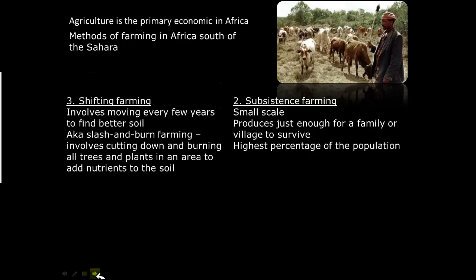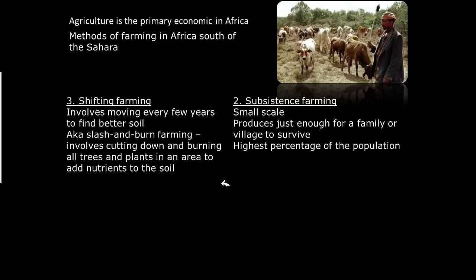All right, so now we'll take a look at the third type of farming, which is called shifting farming. And this is once again the third type of farming that's practiced in sub-Saharan Africa. What it does is it basically involves moving every few years to find better soil. In the West, we call it slash and burn farming, where you cut down and burn all the trees in the plot to replenish and add nutrients to the soil.